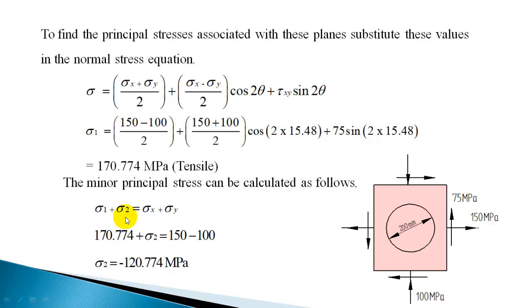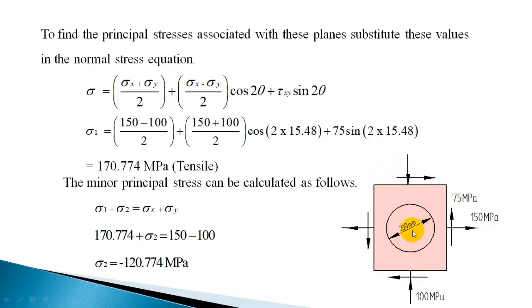Here I have taken the principal stresses: sigma 1 is 170.774, plus the other principal stress sigma 2, with sigma x equal to 150 and sigma y equal to minus 100. So you get 50 minus 170.774, which gives minus 120.774. So this is compressive. So the major principal stress is tensile and it is 170.774, and the minor one is minus 120.774, and that tensile stress will act in this direction on this 15.48 plane.